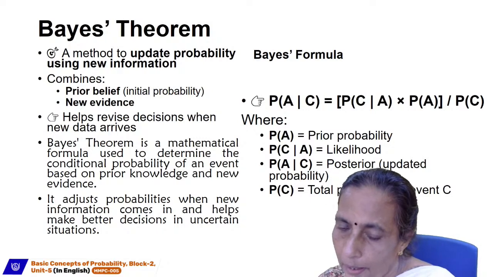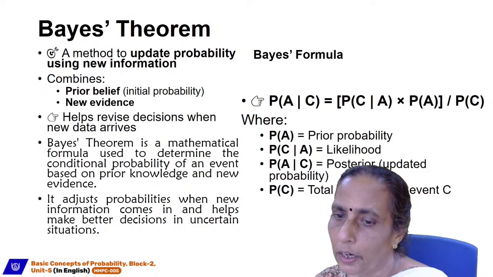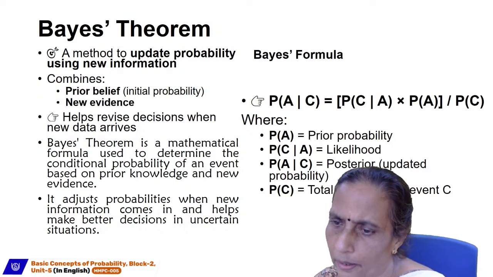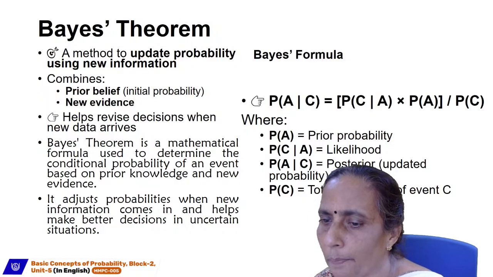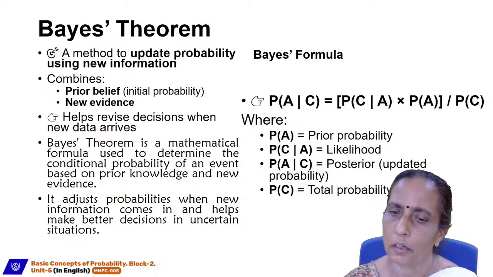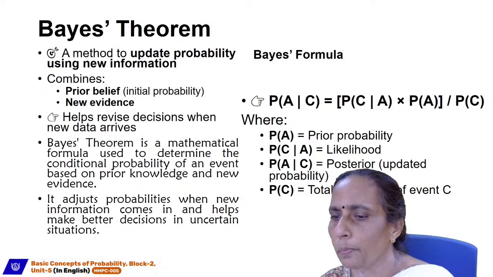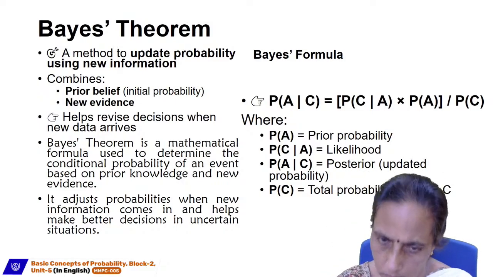And A has happened, but C is yet to happen. That is the posterior. A has already happened, C needs to happen, given this condition. That is the updated probability. And P(C) is the total probability of event C.